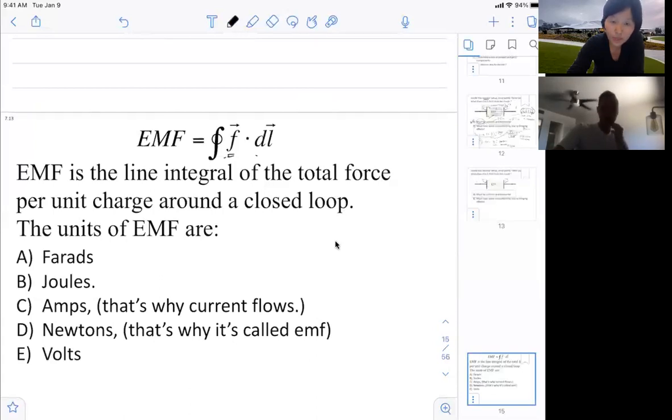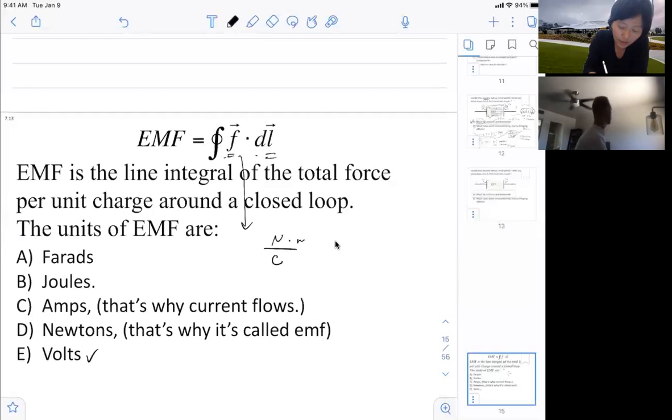The units for EMF, very good. Yes, it is voltage. Excellent. So if you look at this expression, force per unit charge, that's force per coulomb, and the little f times the L, so that's meter. So newton times meter gives you the unit for work, right? You can use joules to represent it as well. So joule per coulomb, right? This is energy over coulomb.